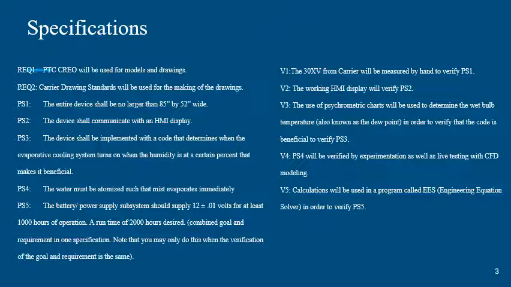At the virtual kickoff meeting back in September, the team received a list of requirements similar to the previous team's task for the project. The main requirement being the device must be driven by a code that will determine when the system is beneficial to turn on and off.